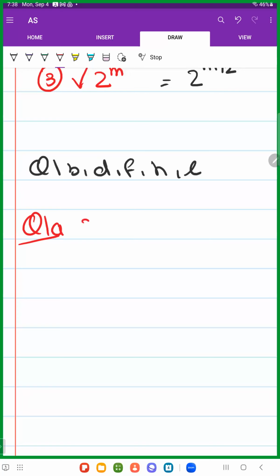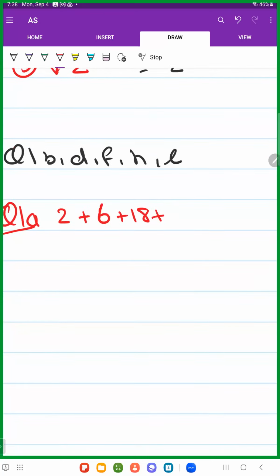They have given me 2 plus 6 plus 18. So these are terms, okay? Is plus like the comma? No, plus means it's a positive term. Oh, okay, these are separate terms. Plus 18, plus 54, plus 162, plus 486.